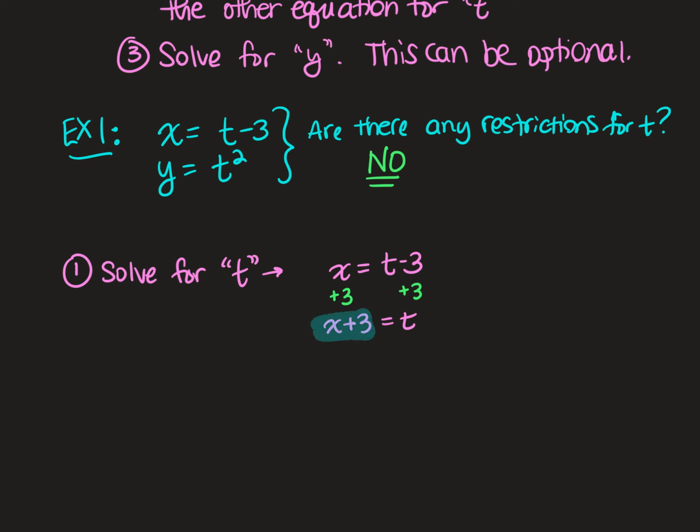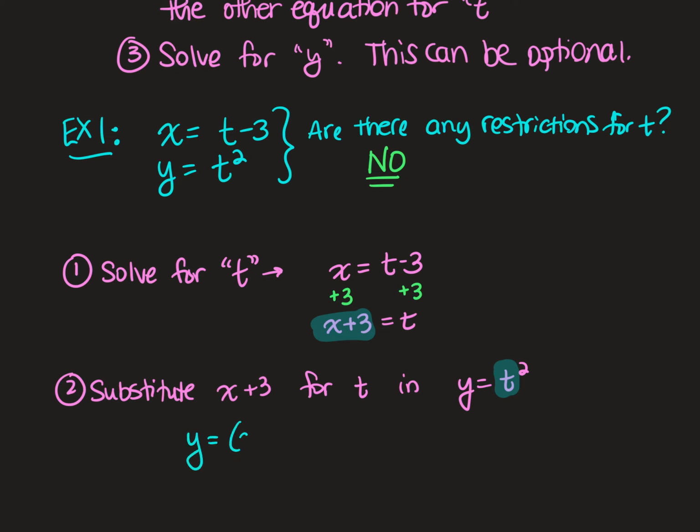Okay, I can replace t with x plus 3 anytime I see it. So now I'm going to substitute x plus 3 for t in the other equation, which is y equals t squared. In other words, wherever I see t in the second equation, I'm going to replace it with x plus 3. So what that gives me is y equals, instead of t, I'll write x plus 3 and square it. The final step, which is to solve for y, again is optional, but in this case, it's already solved for y. So this would be our rectangular equation.